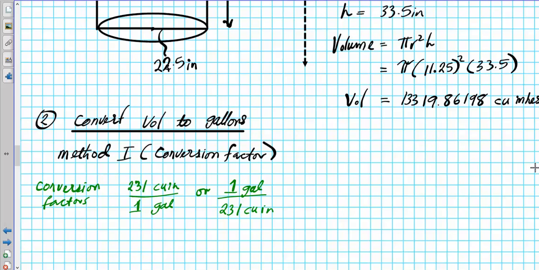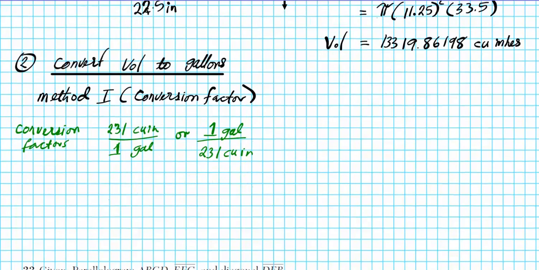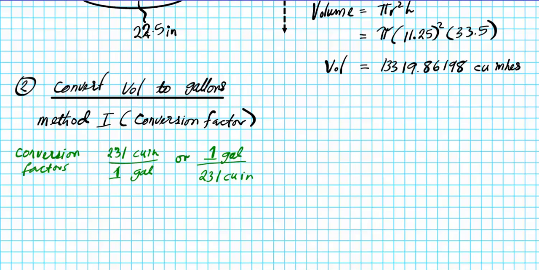So we're going to look at what we have, and that will determine which one we are going to be working with. In this problem, we have 13319.86198 cubic inches. This needs to be converted into gallons. So which of these two are we going to multiply by to accomplish that conversion? We're going to pick the one that has cubic inches in the denominator and gallons in the numerator. Why? Well, we want the cubic inches to cancel out and we want to be left with gallons.